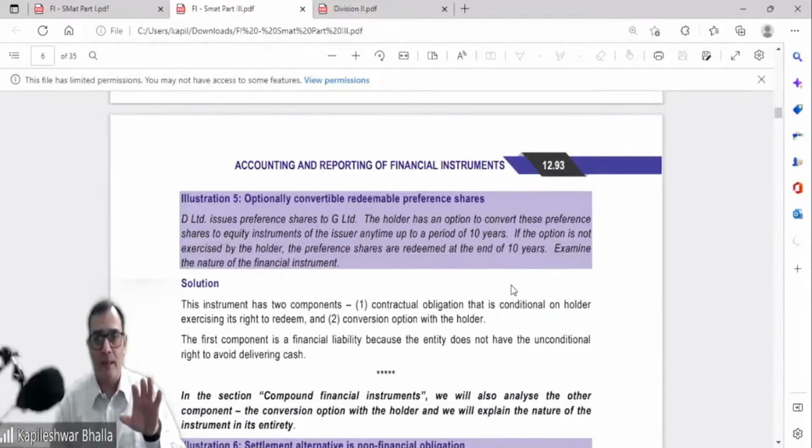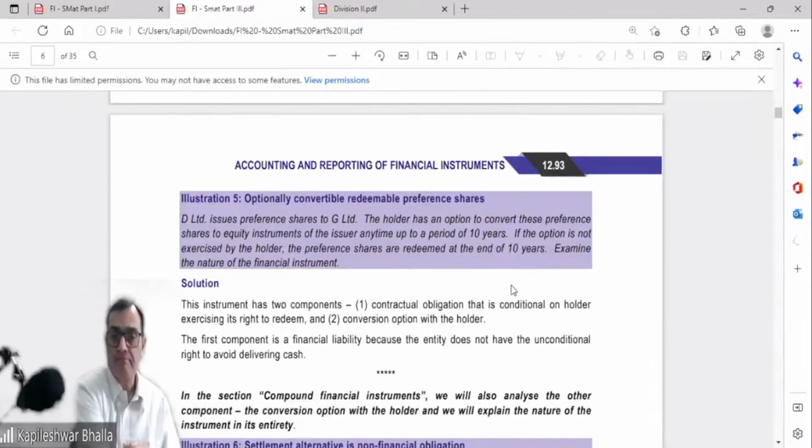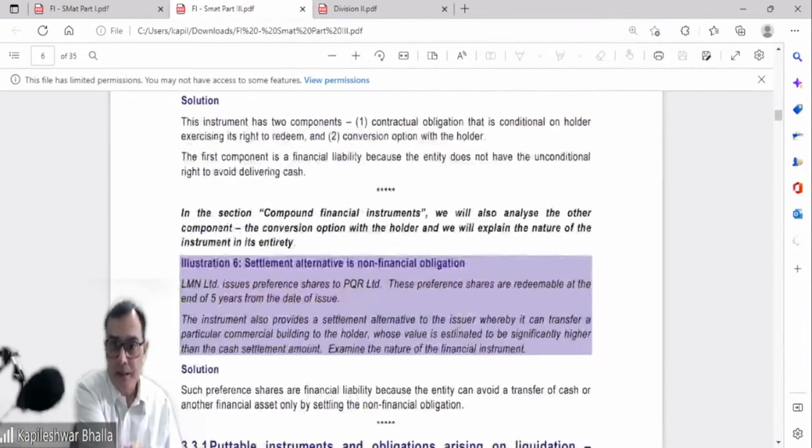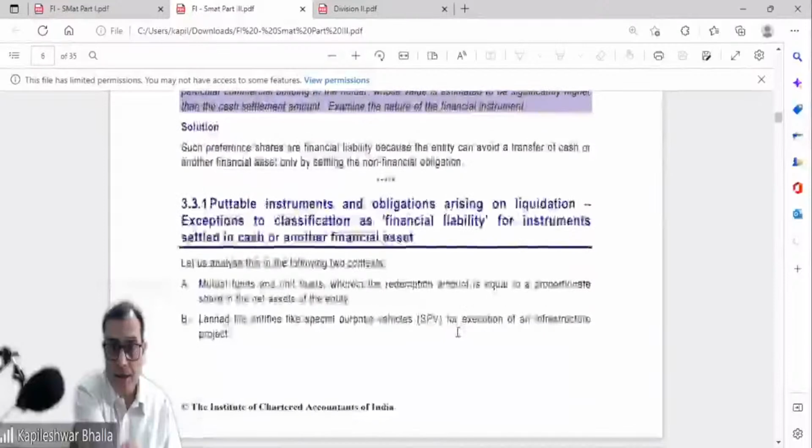I have only covered the aspect of CCPS, compulsorily convertible preference shares or debentures, or you can say mandatorily convertible preference shares and debentures. I'm yet to discuss the concept of what we call optionally convertible instruments. So this will be later, and then illustration 6 later.